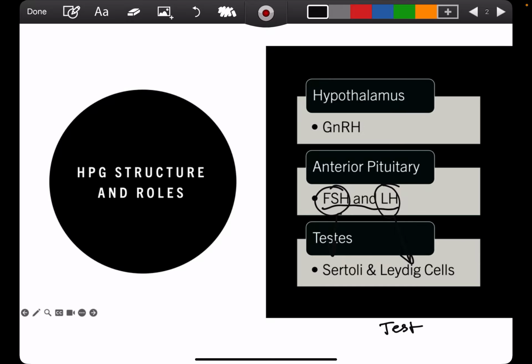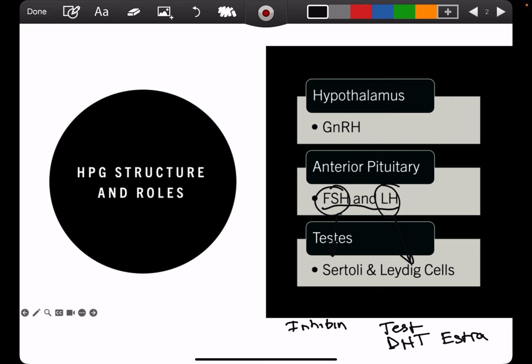In the Leydig cells, LH aids in the production of testosterone, which is called test, DHT or dihydrotestosterone, and estradiol, which is called estra down here. The estradiol and DHT are in minimal amounts. The majority of what is being synthesized in the Leydig cells is testosterone.